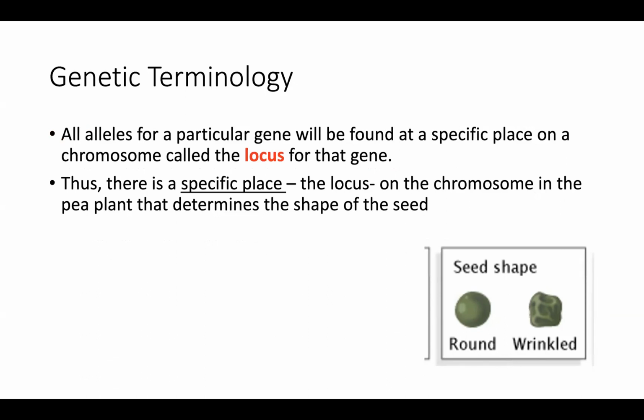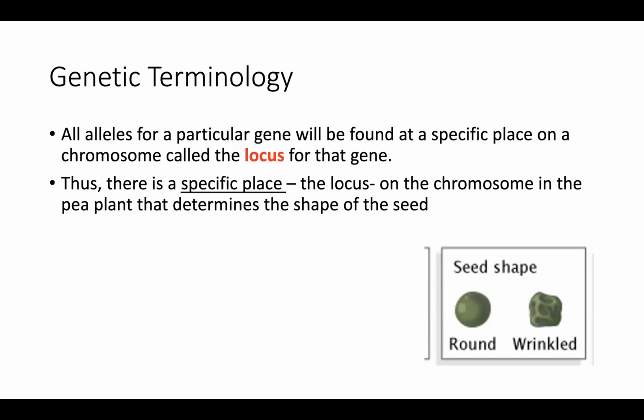And so all of the alleles for a particular gene are going to be found at a specific place on the chromosome. And we call that place or that location a locus. Write down the term locus. The locus is the specific place on the chromosome for a particular gene.